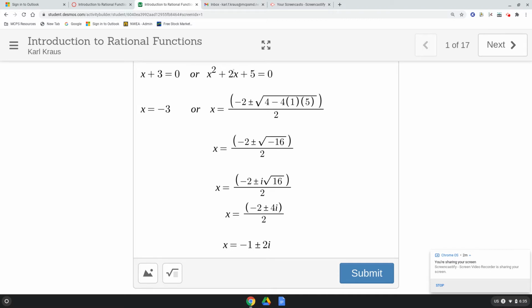So here b is 2. The opposite of 2 is negative 2. B squared is 4. Minus 4 times a is 1, c is 5. And then 2 times a on the bottom, so 2 times 1 is 2. And then you simplify everything and end up with negative 1 plus or minus 2i.